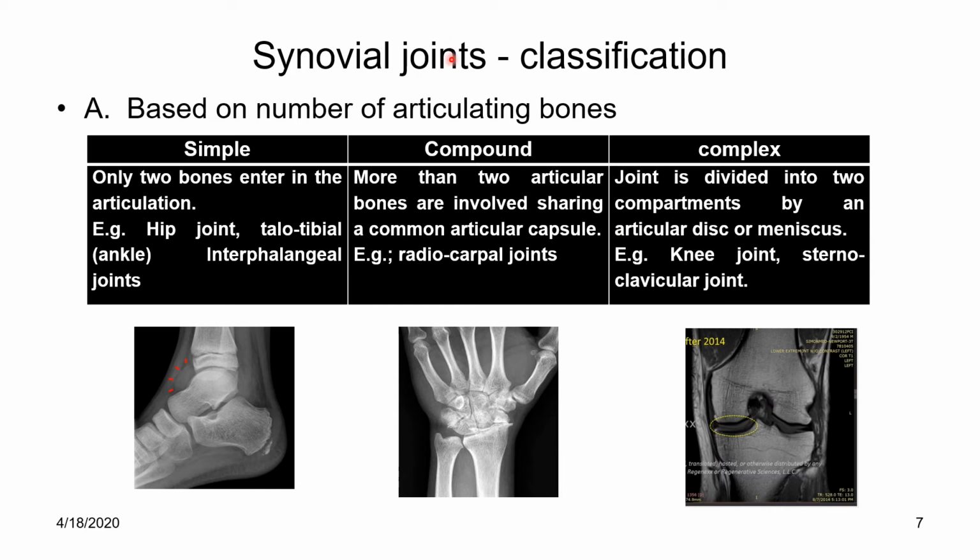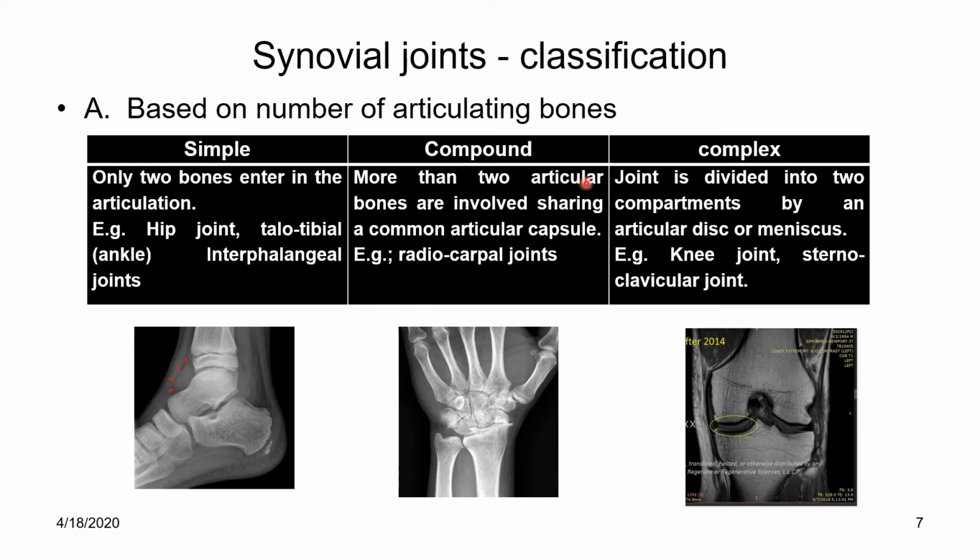And let us look into the details of the synovial joints based on number of articulating bones. We classify them into simple, compound and complex. So only two bones will be contributing for the articulation. That is the simple joint. What are the examples? The hip joint, the talotibial joint, ankle joint which you are seeing in this X-ray picture, then the interphalangeal joints. These are the examples for simple joint.